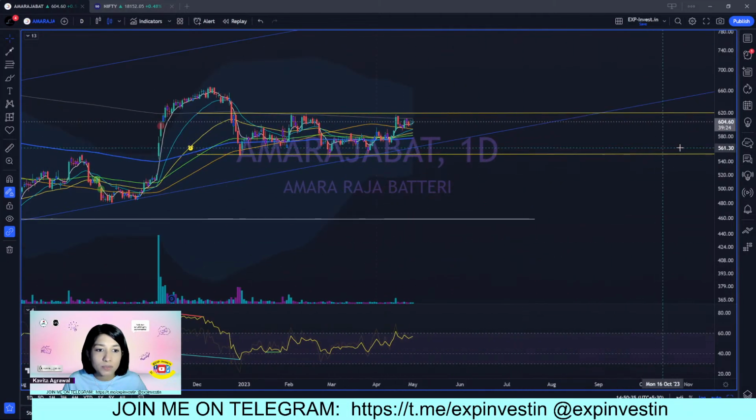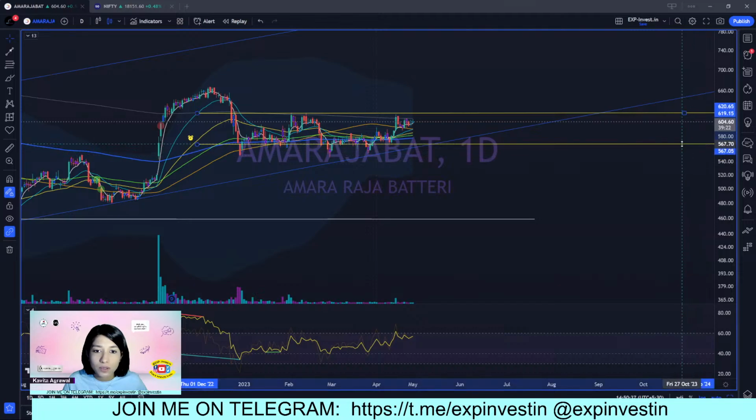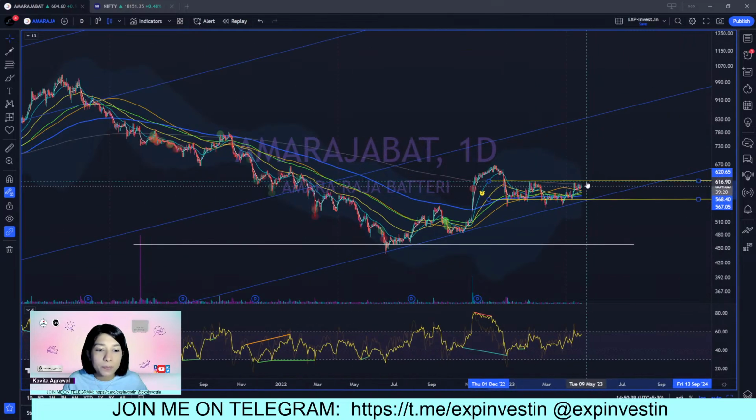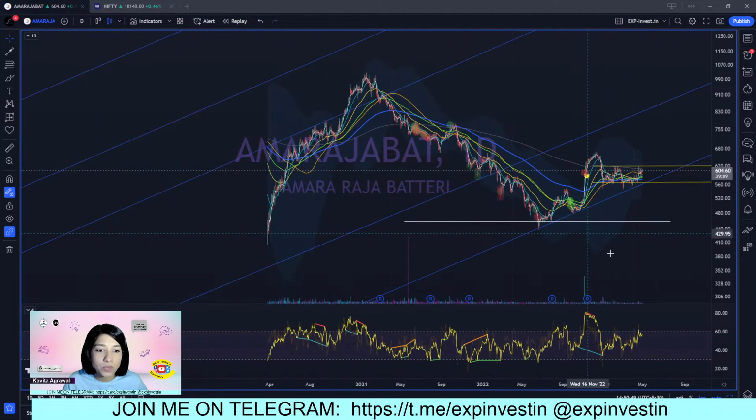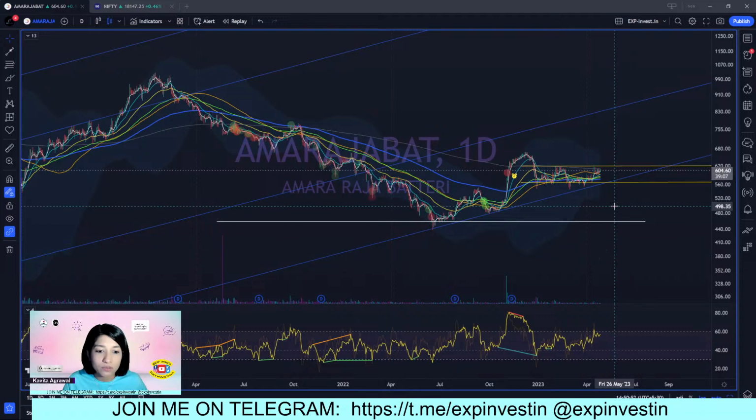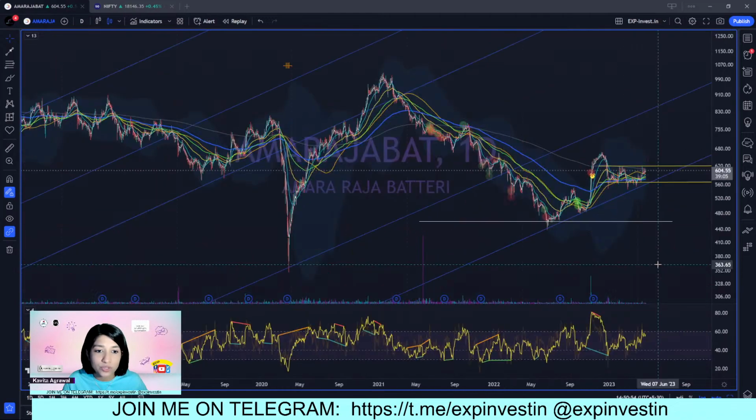Let me just adjust my channel a little bit. There you go. So on the upside, if the stock gives you a breakout above the level of 620, go ahead and make a position for 830. But until and unless the stock gives a breakout beyond either of the lines, it's very difficult to say which direction it will take.